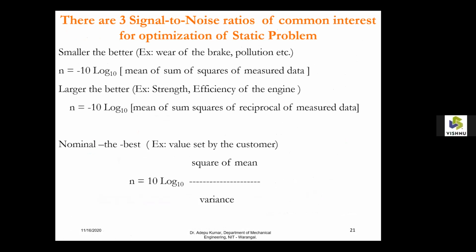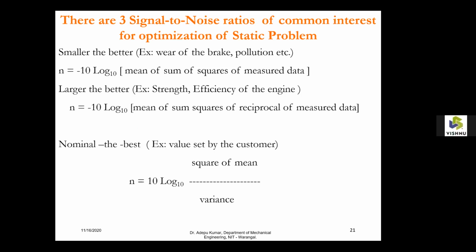Normally there are 3 types of signal to noise ratio: smaller the better, larger the better, and nominal the best. Smaller the better: suppose surface roughness. I'm not talking about surface finish, surface roughness, measured in Ra. An engineer should always look for lower. Lower the better, or smaller the better. Larger the better: that is strength and efficiency of an engine.